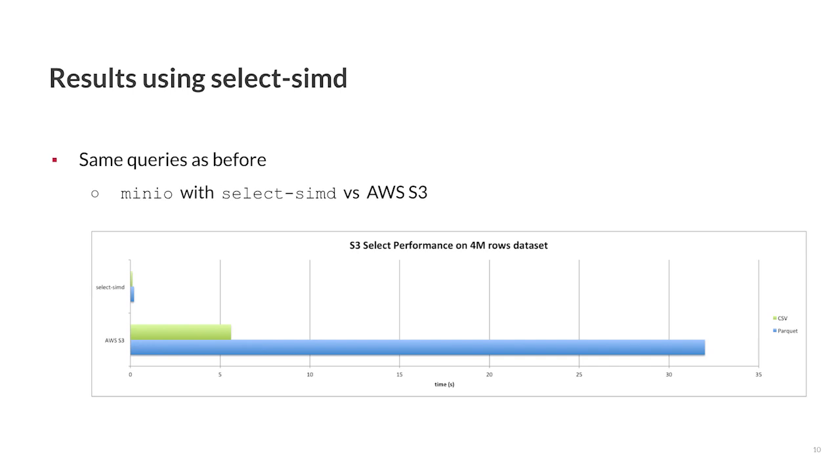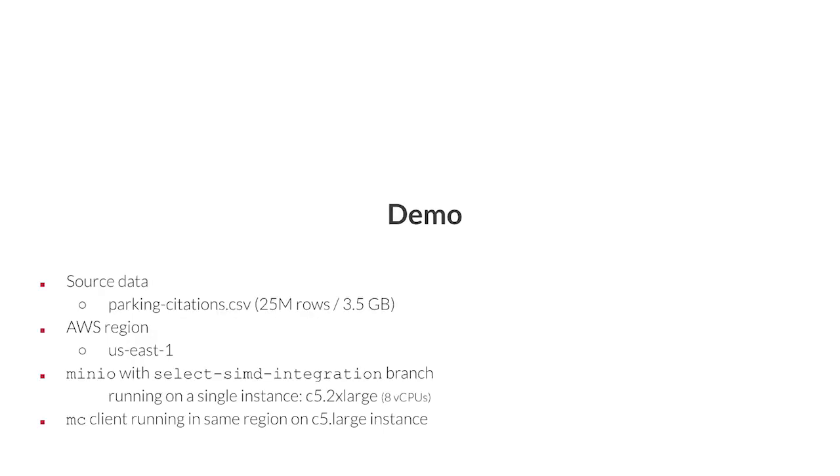So with that, I'd like to hand it over to my colleague, Chris Slater. He's going to show you a little demo where we're using a larger data set. It's 3.5 gigabytes in size, containing 25 million rows. We're running all of this in the cloud in the US East 1 region of Amazon. We have the MinIO server running with these SIMD accelerations on a C5 2xlarge instance, and we'll be firing off the queries against both Amazon as well as MinIO. So Chris, great, thanks.